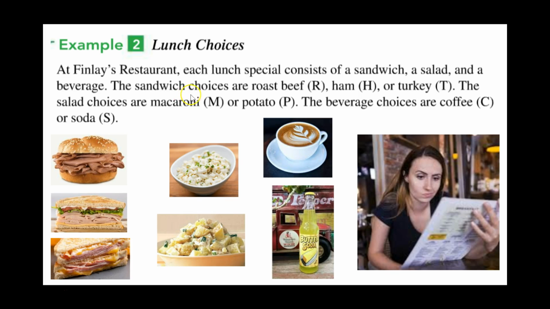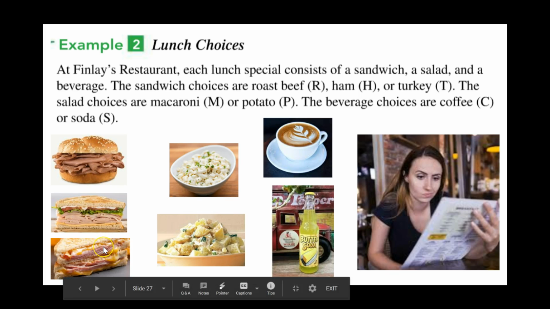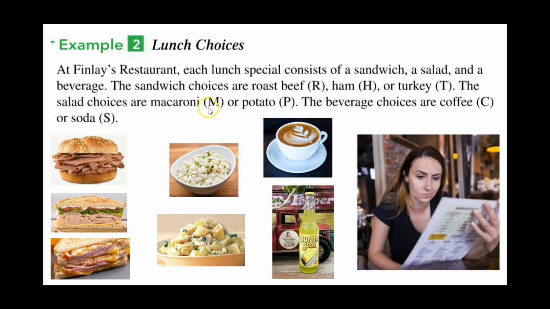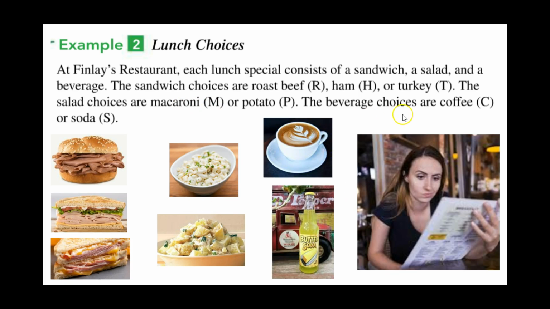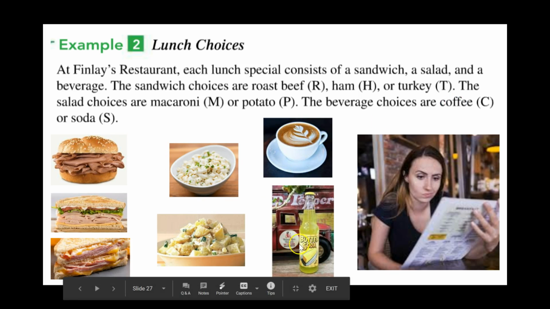So here is an example of another particular restaurant. We have the same kind of choices of meat: beef, turkey, and ham. Then we have two side choices, macaroni salad and potato salad. And then we have choices of coffee and soda. So here's a coffee, here's a soda.